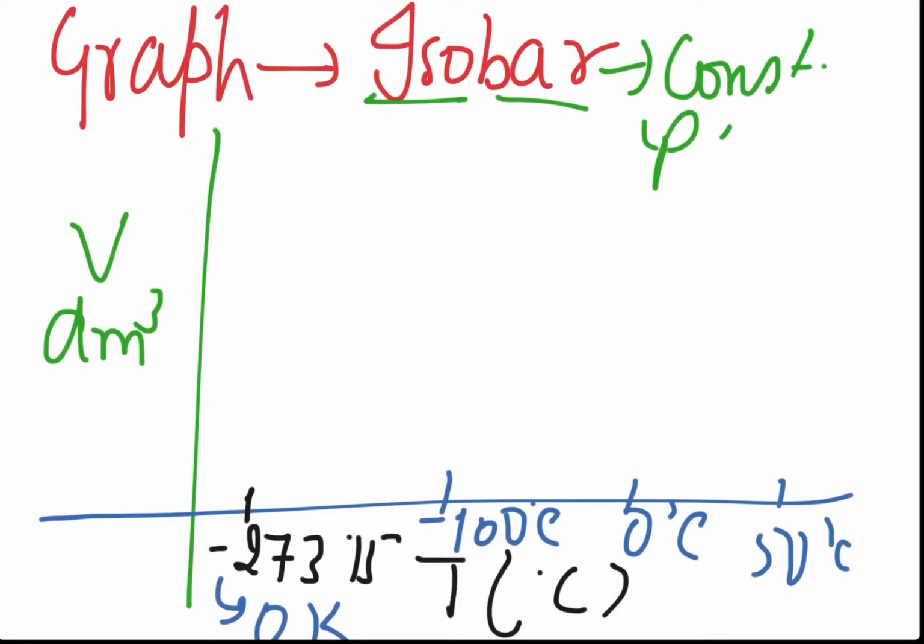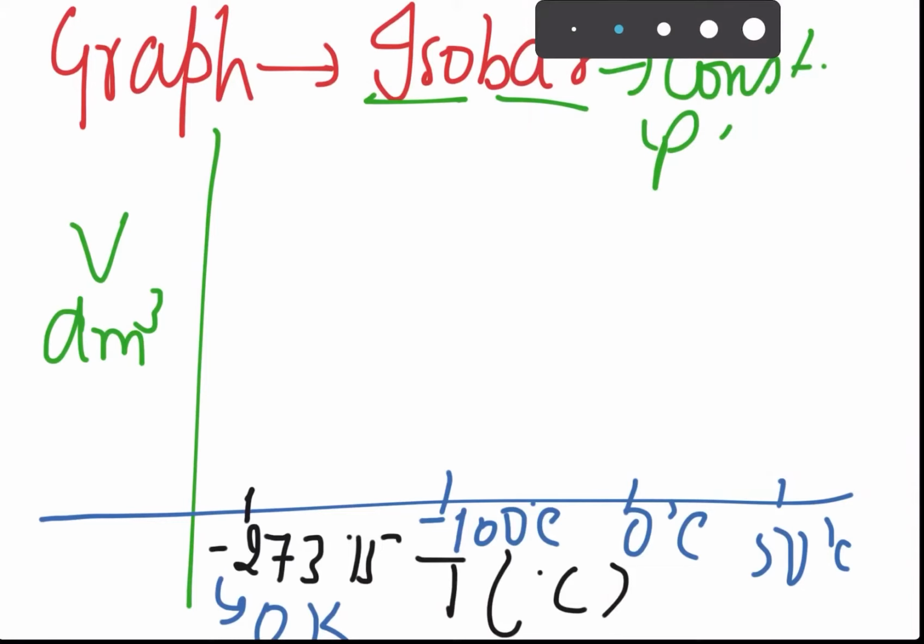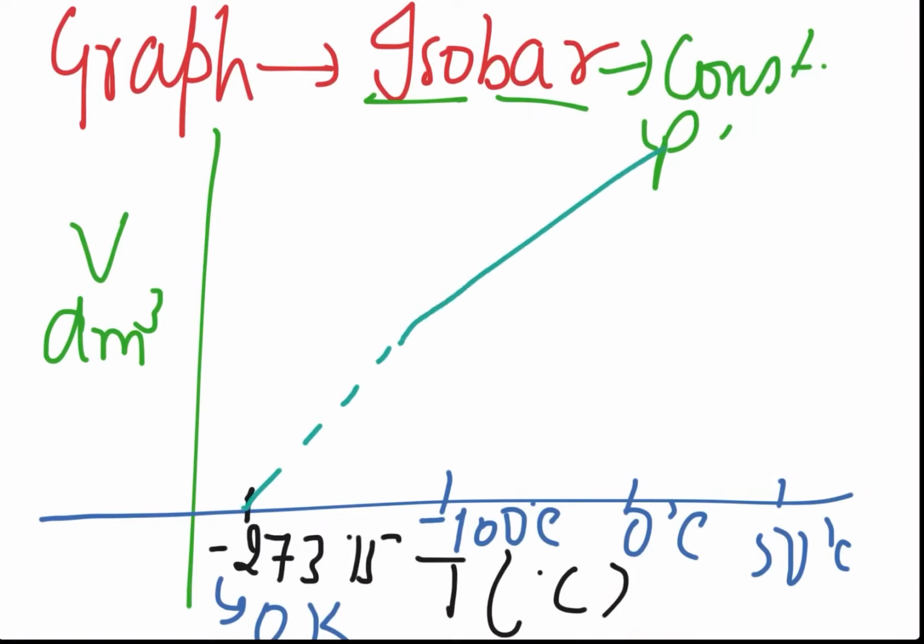Now when I draw this graph for V versus T, I will definitely get a straight line, but I will get a dotted straight line from a particular point. So just see how it is plotted. I'll use a different color. Okay, the graph I will get is somewhat like this.